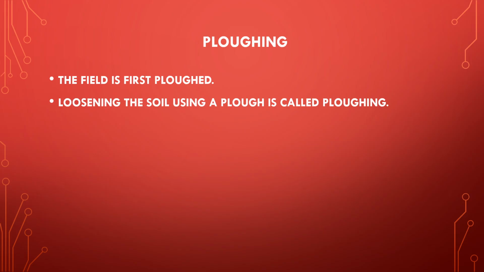First, plowing. The field is first plowed, and loosening the soil using a plow is called plowing. Remember this point. This process helps to mix the soil and increases the amount of air inside the soil, which makes the soil more fertile and suitable for growing crops. You will get more healthy crops by this step.